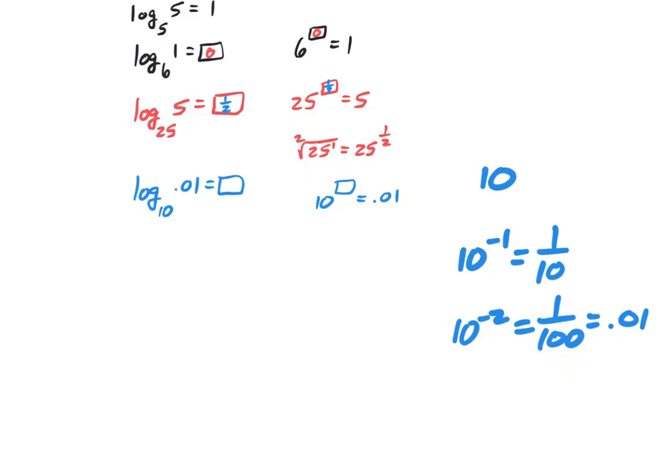And so my exponent here would be negative 2 to get to that 0.01. Just knowing that 0.01 is the same as 1/100th. That's the decimal that we're representing.